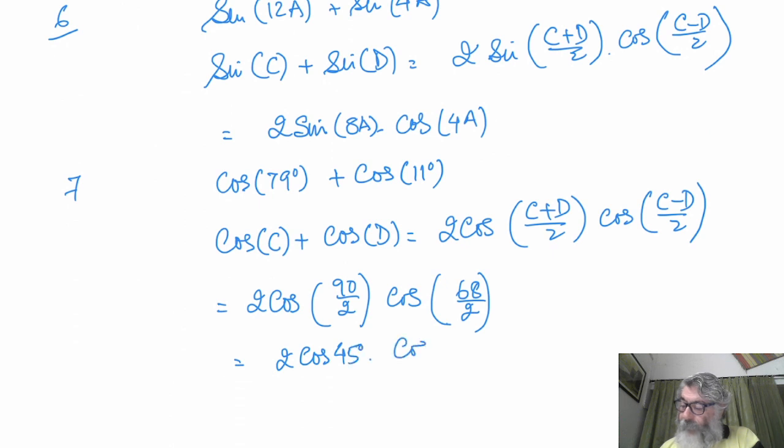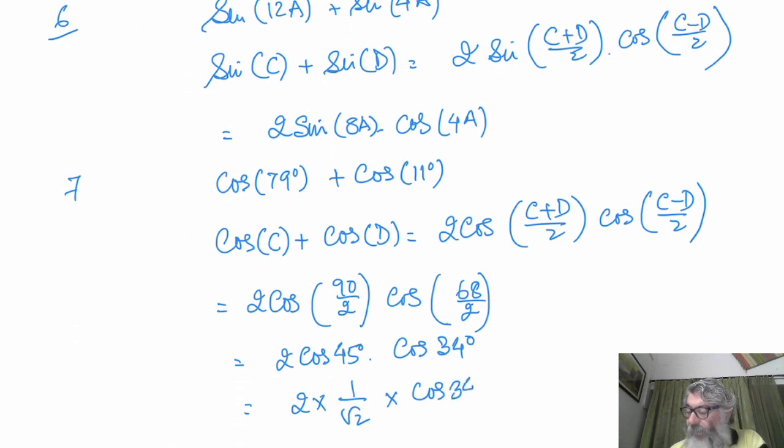You can use the value of cos 45, which is 1 upon root 2, so 2 cos 45 cos 34 can be expressed as root 2 cos 34, if you want to express it that way. Even you can put the value of cos 34 and get the answer accurately. This is absolutely all right. There is no problem in this.